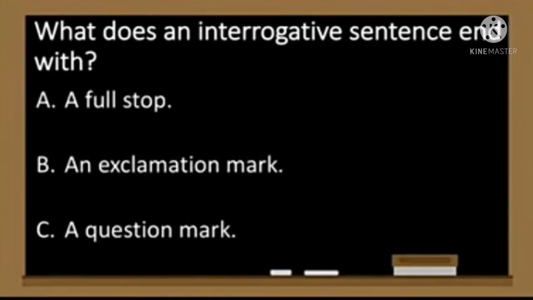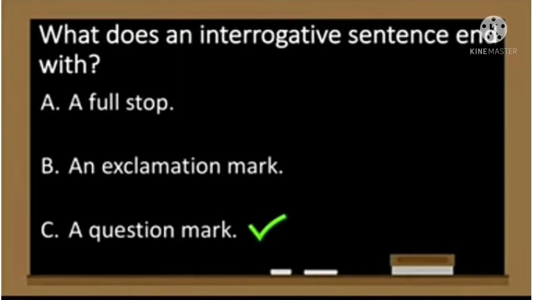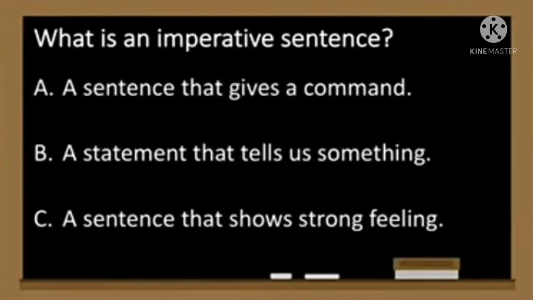Second one, what does an interrogative sentence end with? Options, a full stop, an exclamation mark, a question mark. Dear ones, which is the answer? Yeah, C, a question mark. Okay. Then third one. What is an imperative sentence? Options, a sentence that gives a command, a statement that tells us something, a sentence that shows strong feeling. Which is the answer? A sentence that gives a command.